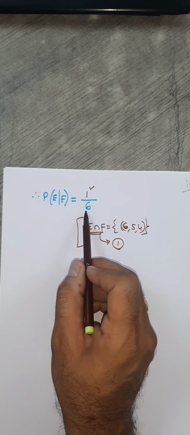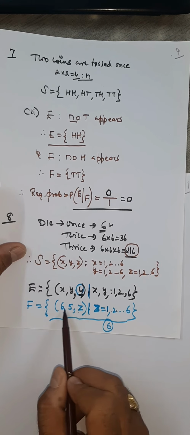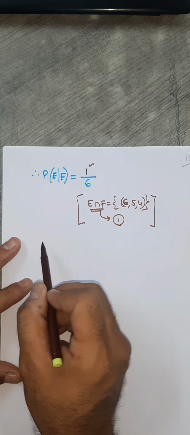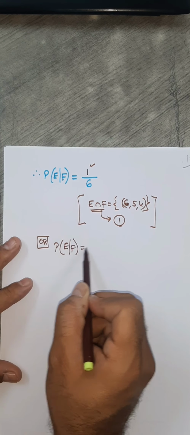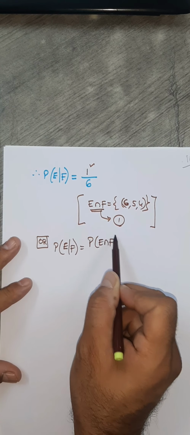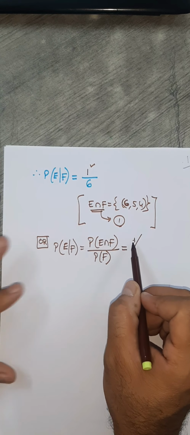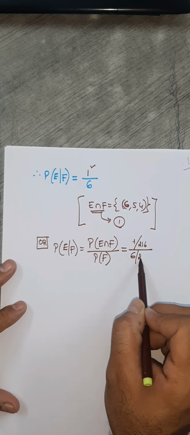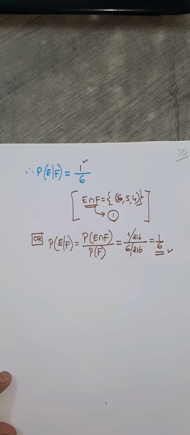And number of outcomes in F: Z can be anything, so 1 up to 6. So there are 6 outcomes. So that's why this. Or you can just write like this if you want. Probability of E given F is probability of E intersection F upon probability of F. E intersection F has one outcome, total number of outcomes in the sample space 216, upon F has 6 outcomes upon 216. So 1 by 6, that is the required probability.